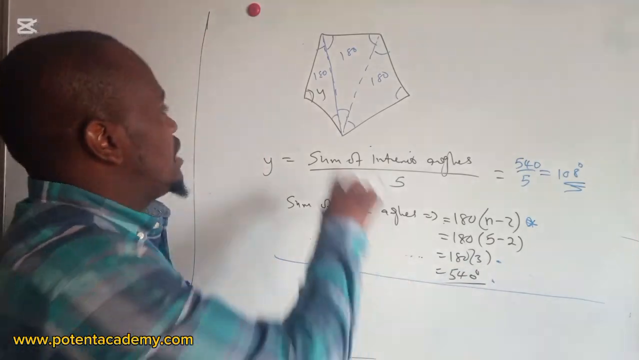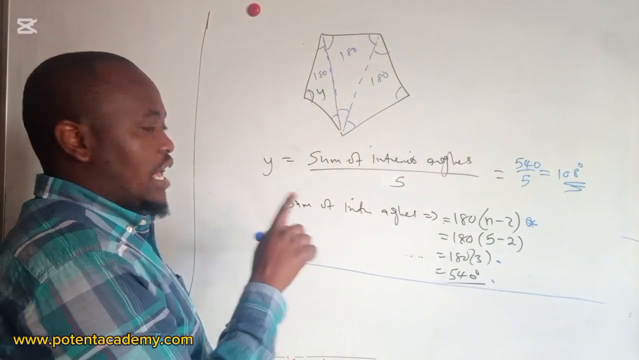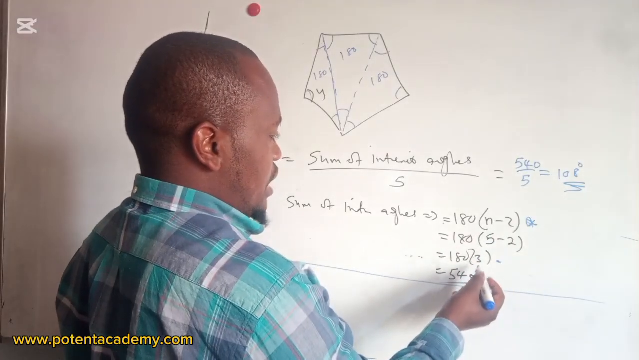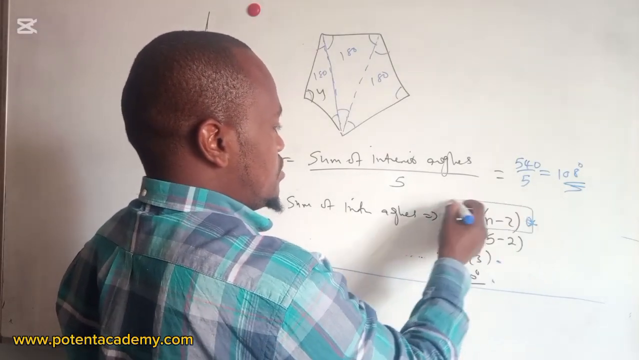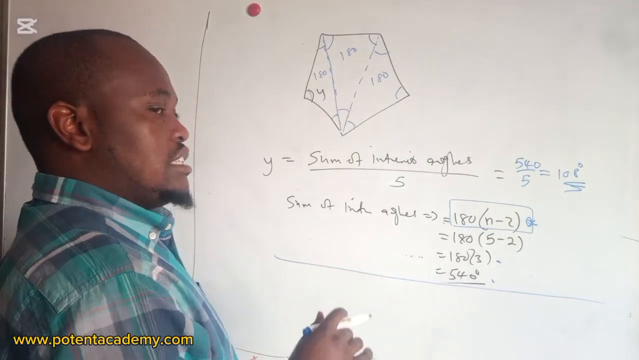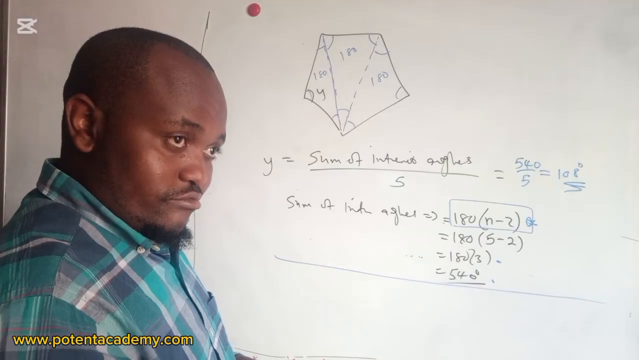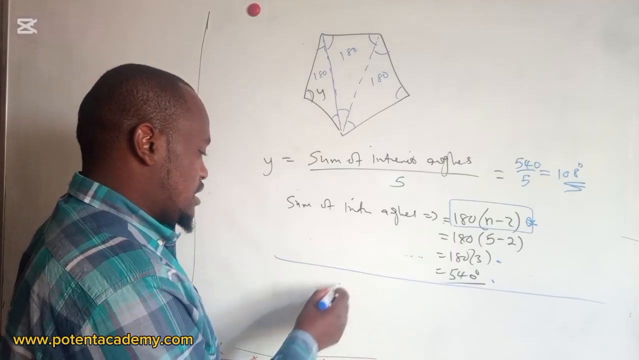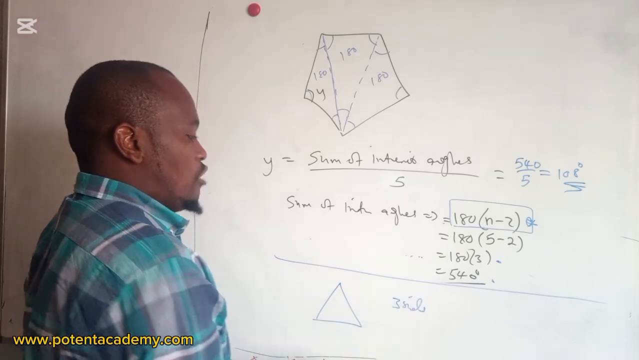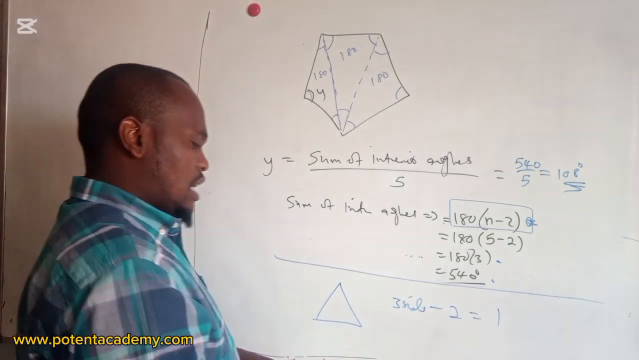So what you have noted is that this 5-sided figure has 3 triangles. As I have explained in another video, the number of triangles in a figure is equal to the number of sides minus 2. For example, if you have a triangle, it has 3 sides. So how many triangles are in it? You minus 2. You get 1 triangle.